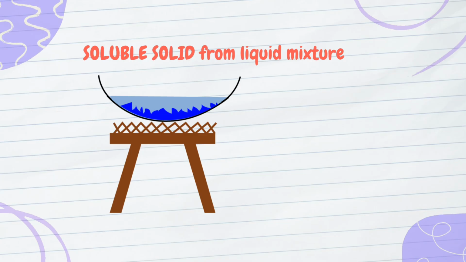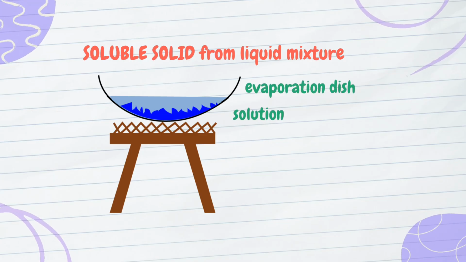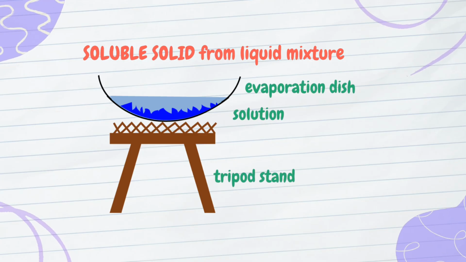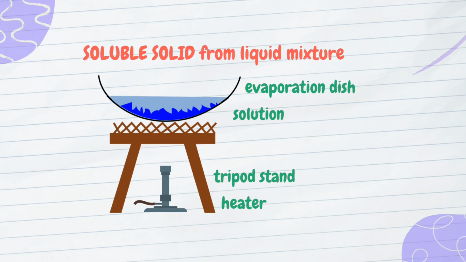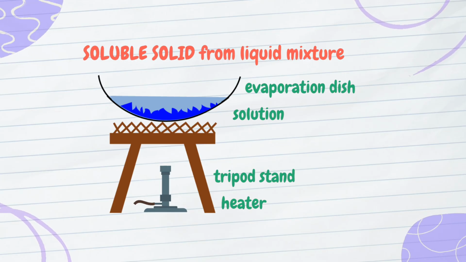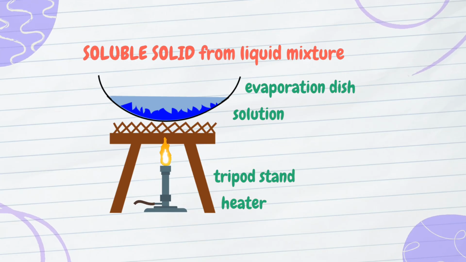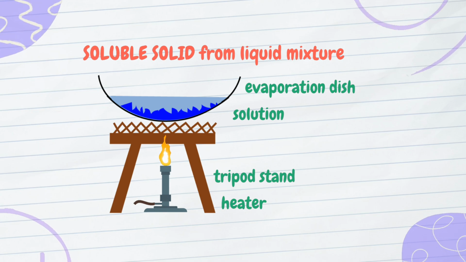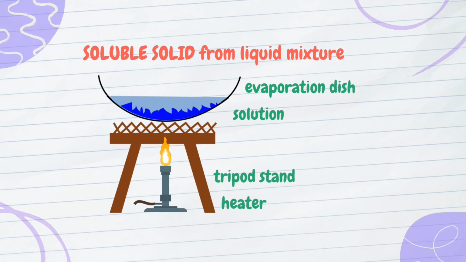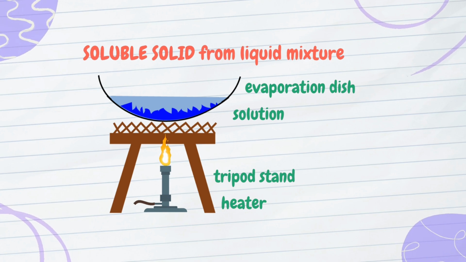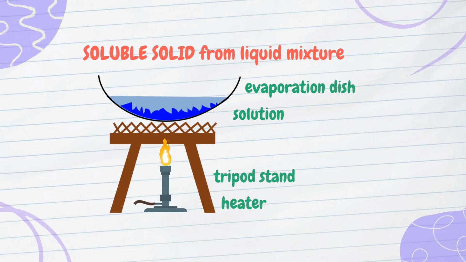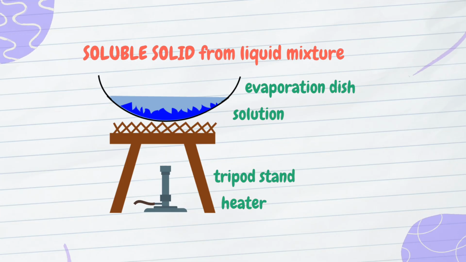The technique consists of an evaporation dish, the solution to be separated, the tripod stand, and a heater like the Bunsen burner. To initiate crystallization, the solution is gently heated until it reaches a state of saturation. This means that the solution holds as much solute as it can at that specific temperature. Then, the saturated solution is allowed to cool down. This causes the formation of crystals.